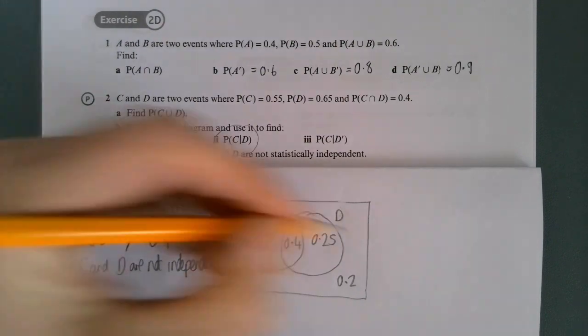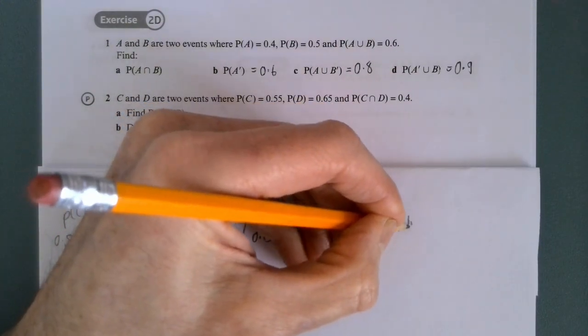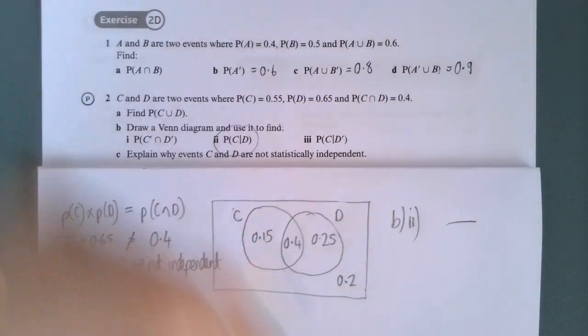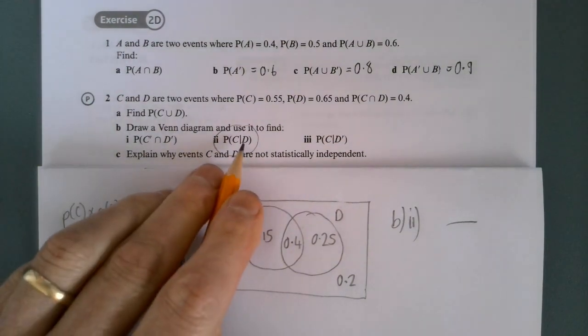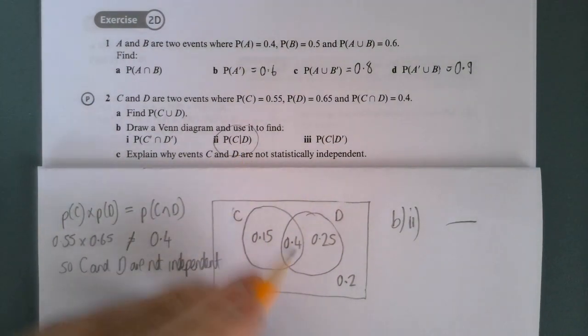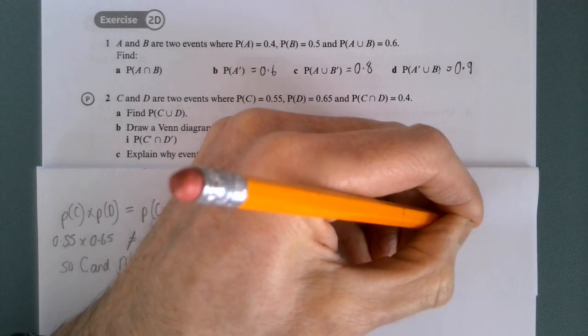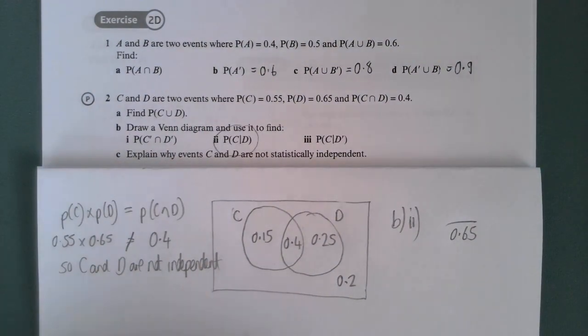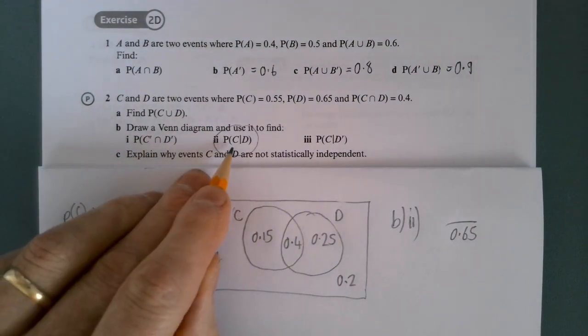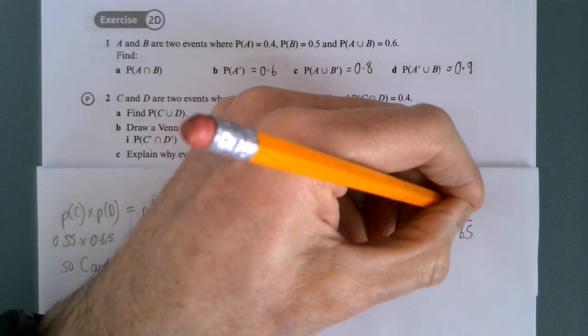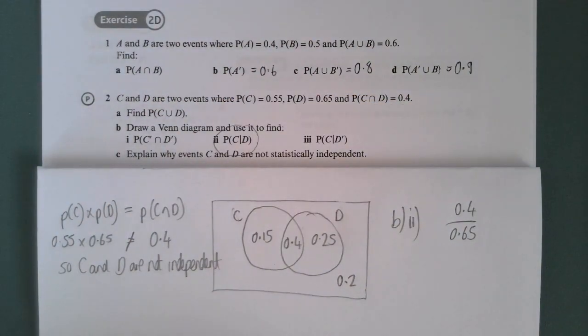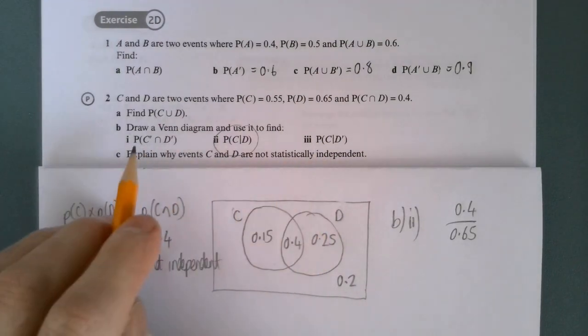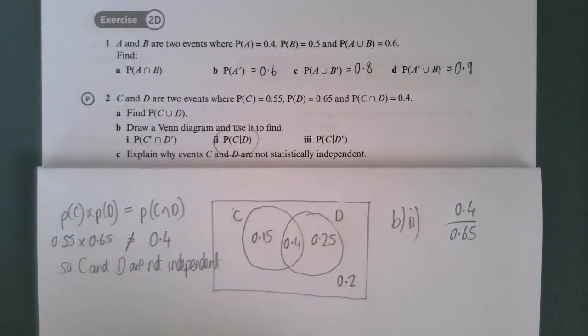Okay, so the answer to B2, the given that bit, D has happened, that gives us our denominator. So D has happened, so that's our denominator, 0.65. Of that, what part of it is down to C? Well, that's 0.4. And these two questions are similar, and it's probably worth having a go at those independently. I would encourage you to try.